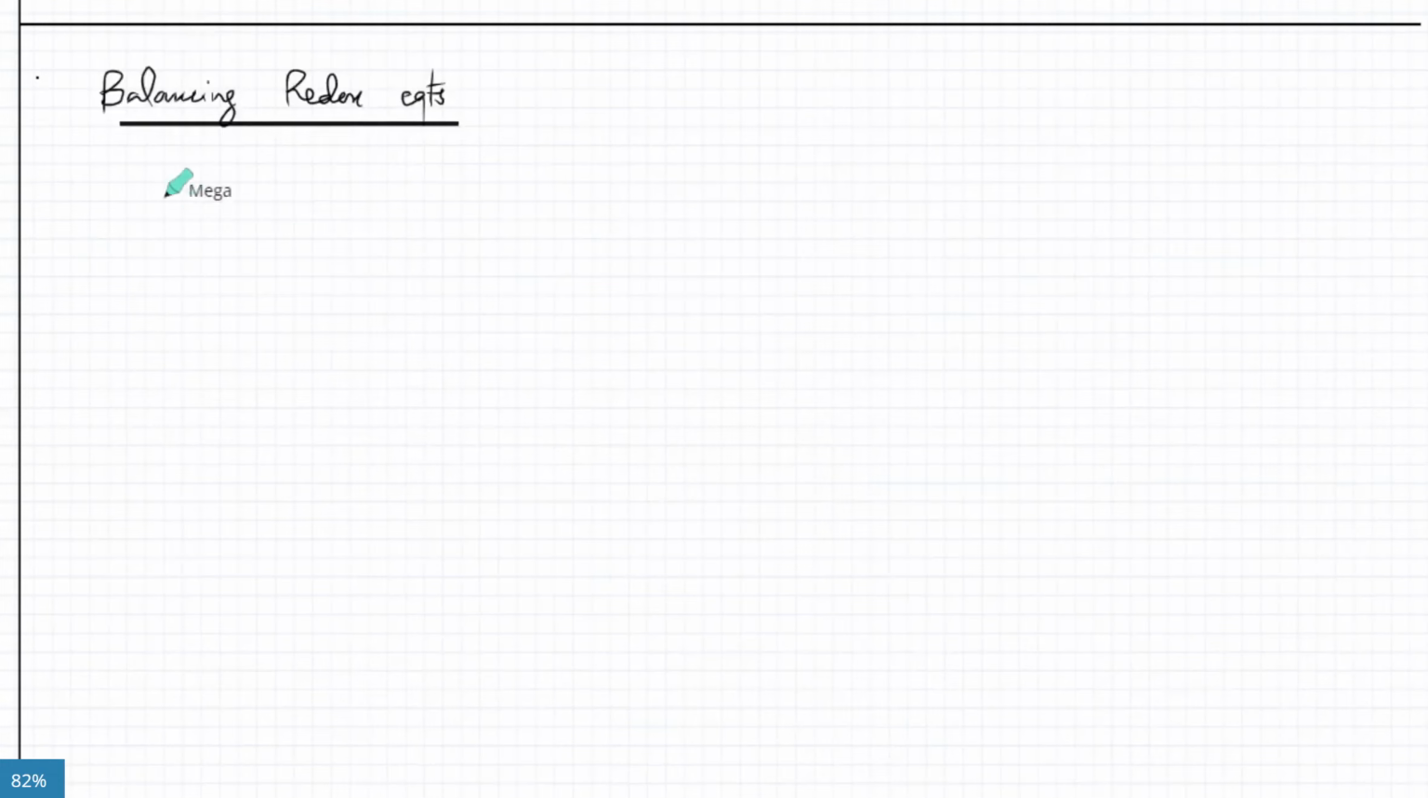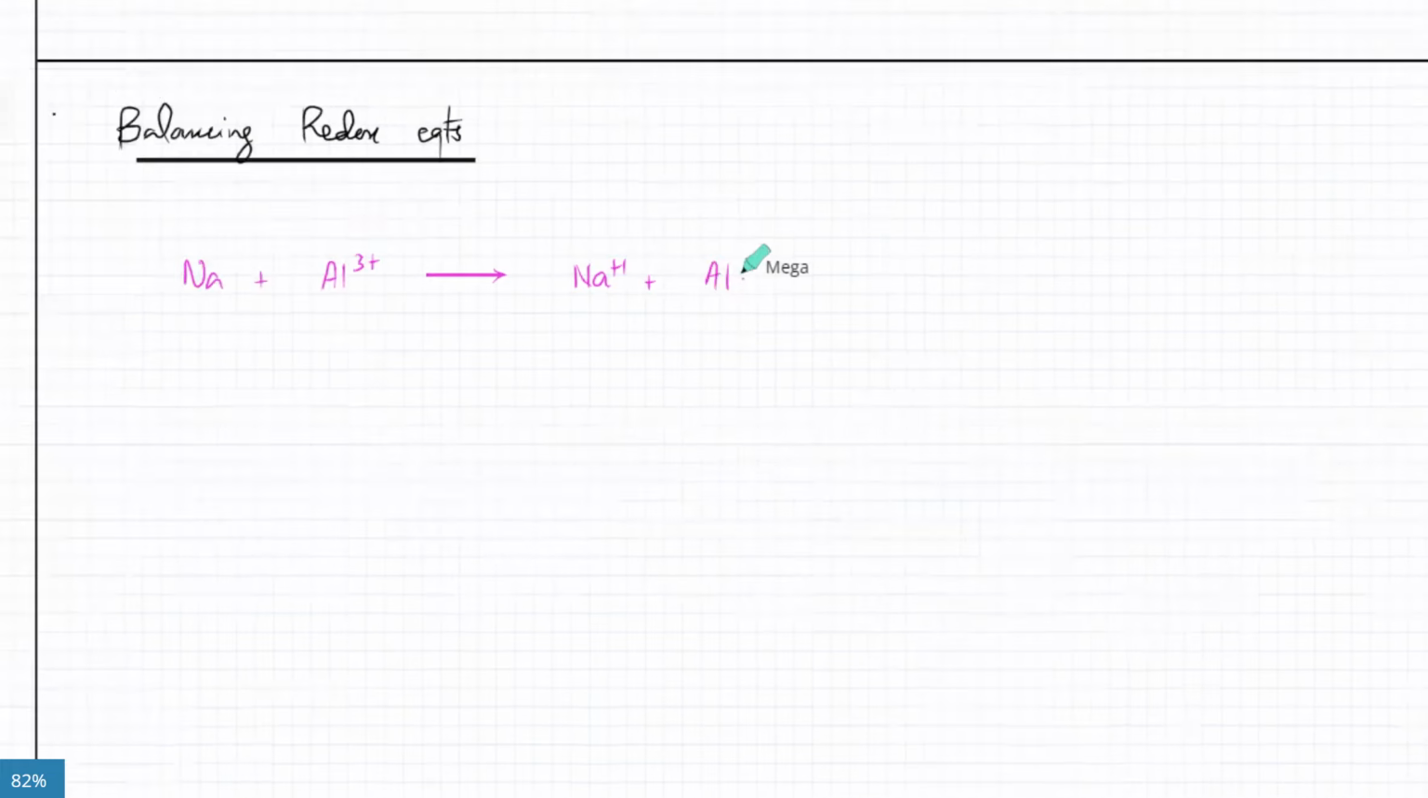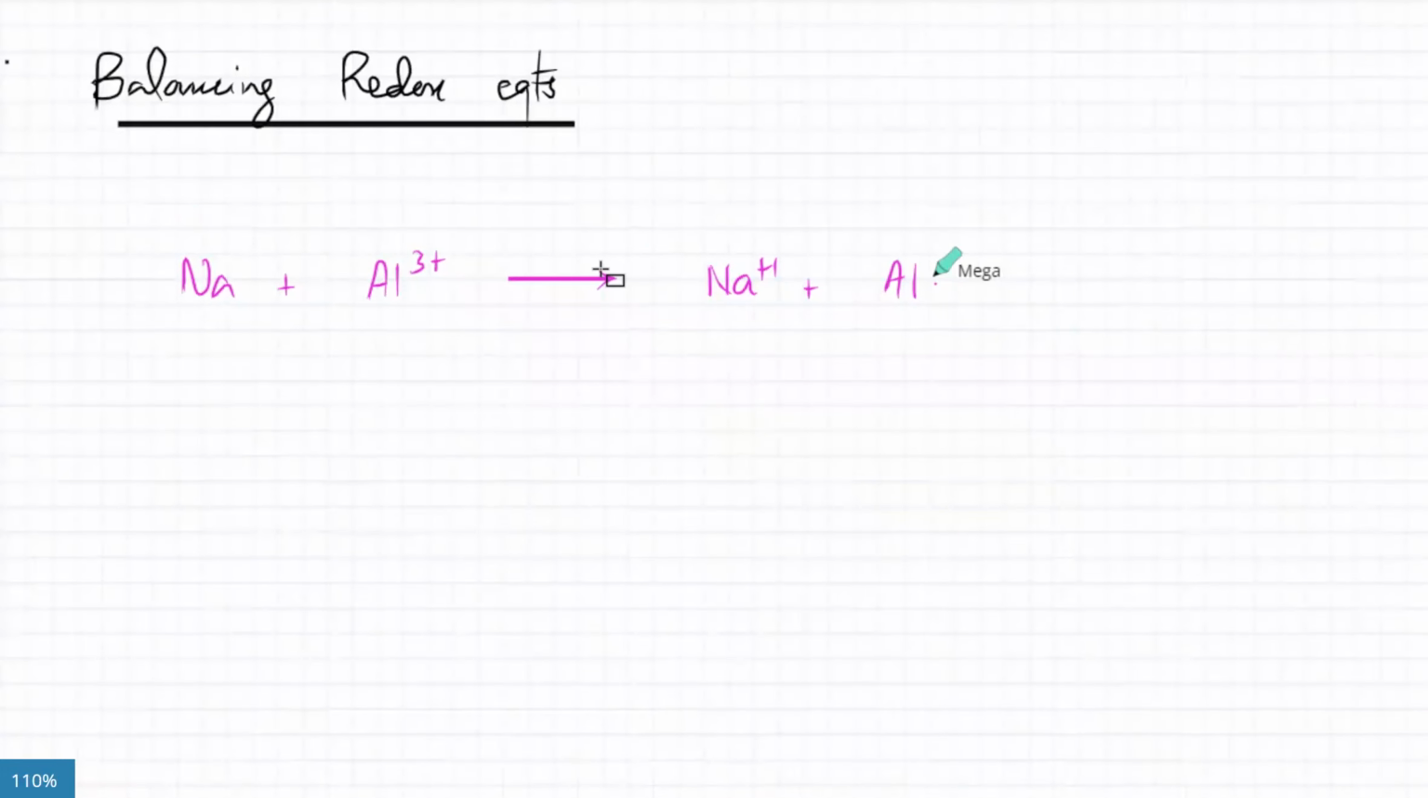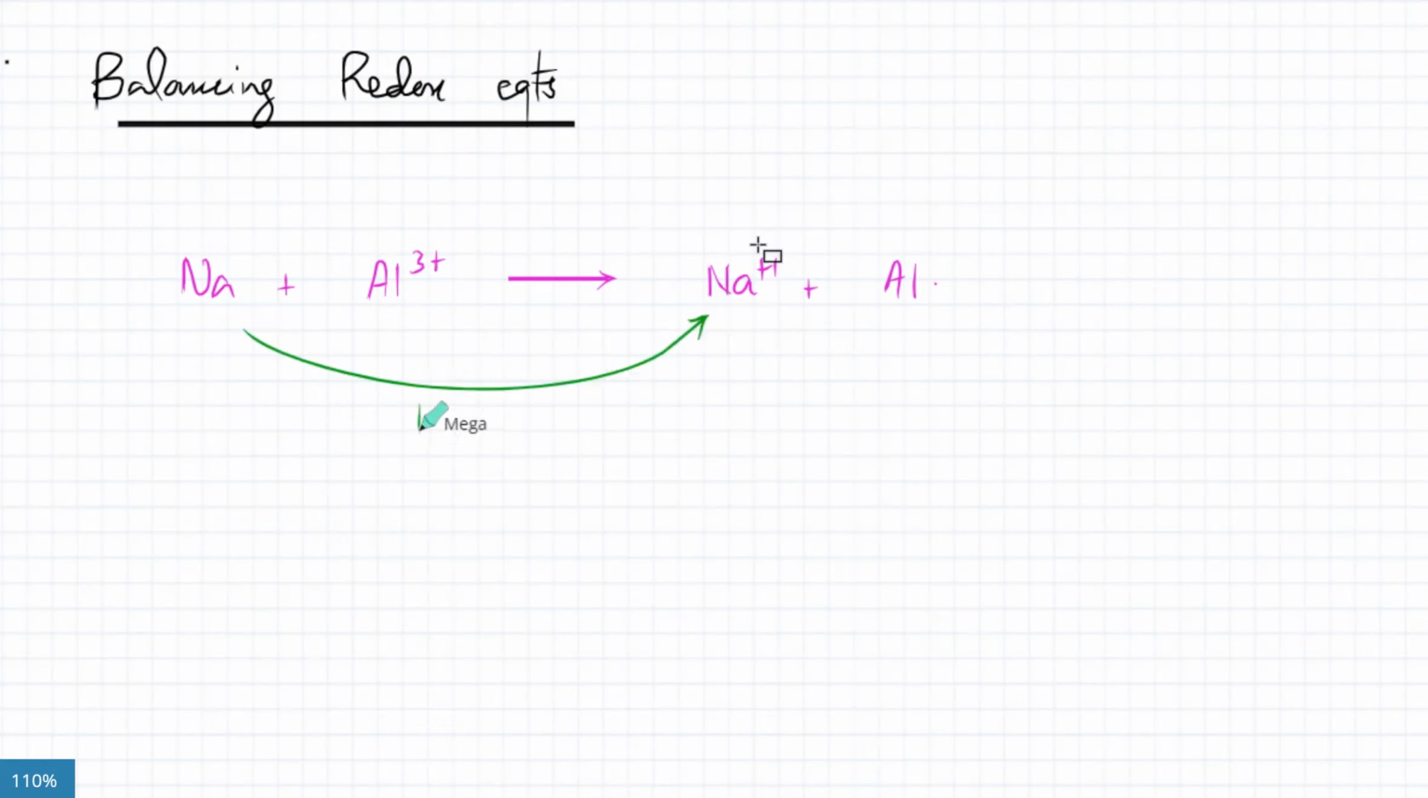Here's one example where you have sodium reacting with Al3+, and it produces Na+1, and aluminium gets reduced. So Na is the one that's getting oxidized. Remember, charge increasing, that's oxidation, 0 to +1. So whenever the charge increases, you're going to call it oxidation. And it loses exactly 1 electron.